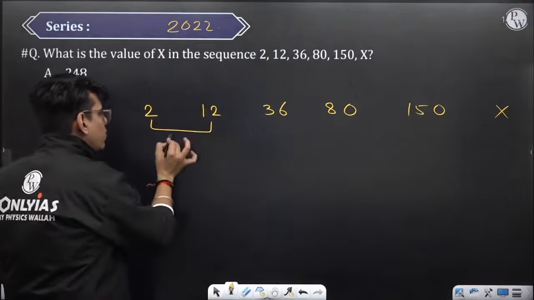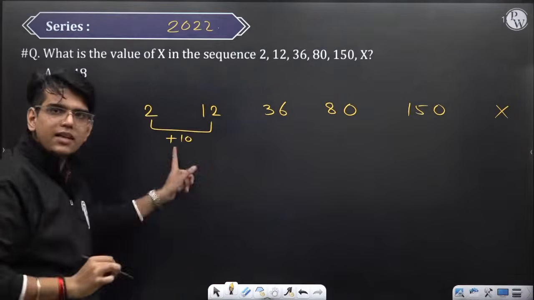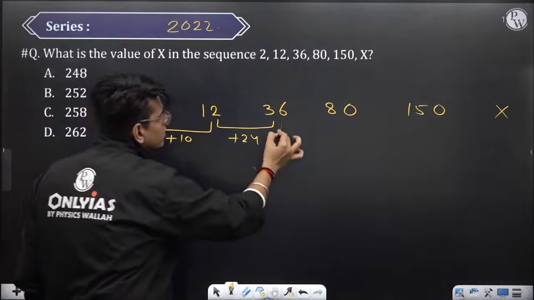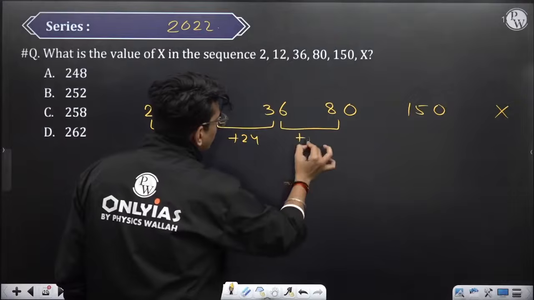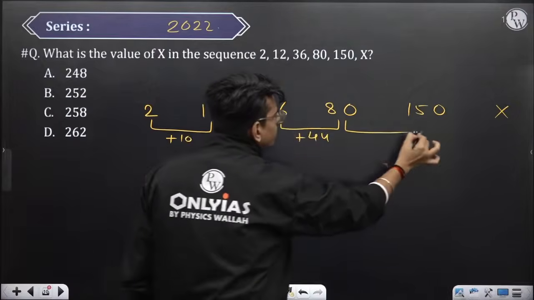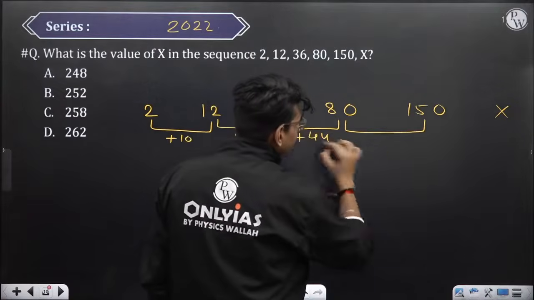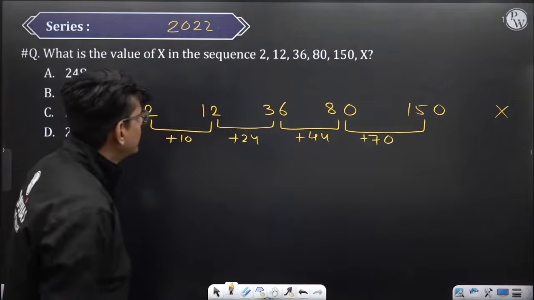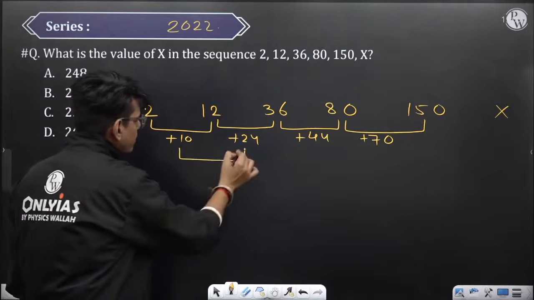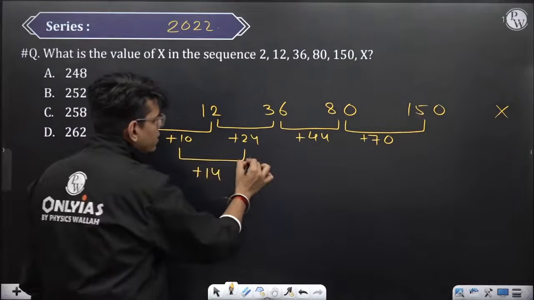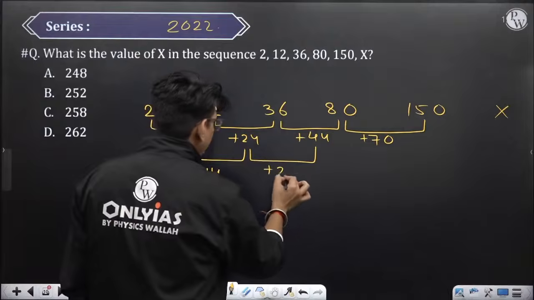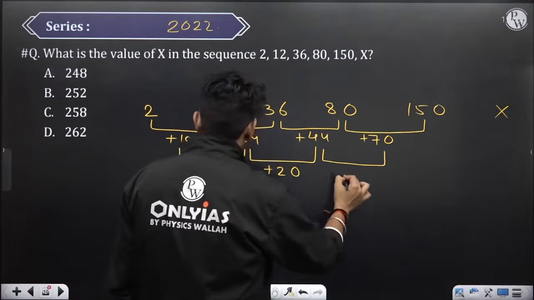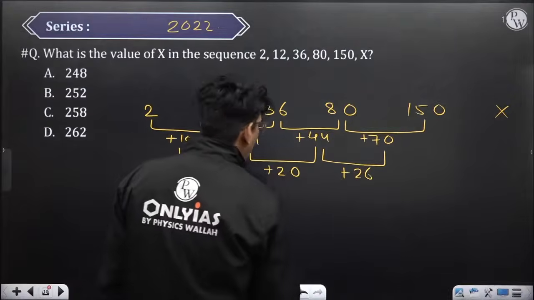So let's take the first difference. The first difference is what? Plus 10. Then the second difference is 24. The third difference is 44. And the fourth difference is 70. Still we can't find anything. Let's take the second difference. This is plus 14. This is plus 20. This is plus 26. Right? Now I can see a pattern.